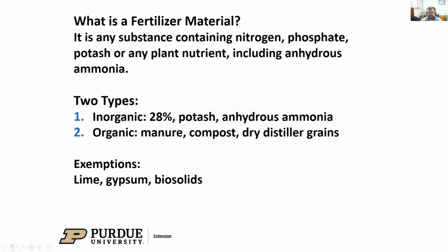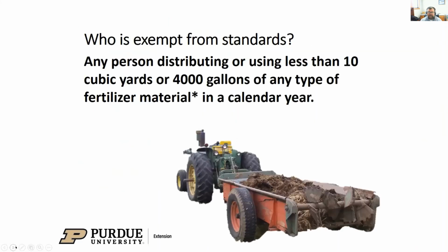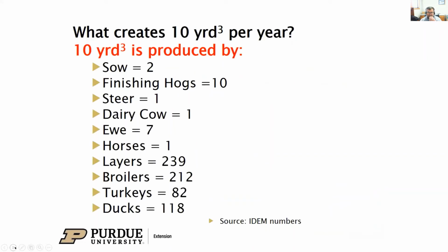And so there's two types of fertilizer materials. You have the inorganic and the organic. Manure and compost would be the organic, and potash and anhydrous ammonia will be inorganic. We're not talking about lime and gypsum and that type of thing here. So when you're talking about manure, any person distributing less than 10 cubic yards or 4,000 gallons of any type of fertilizer material. But I know this always comes up.